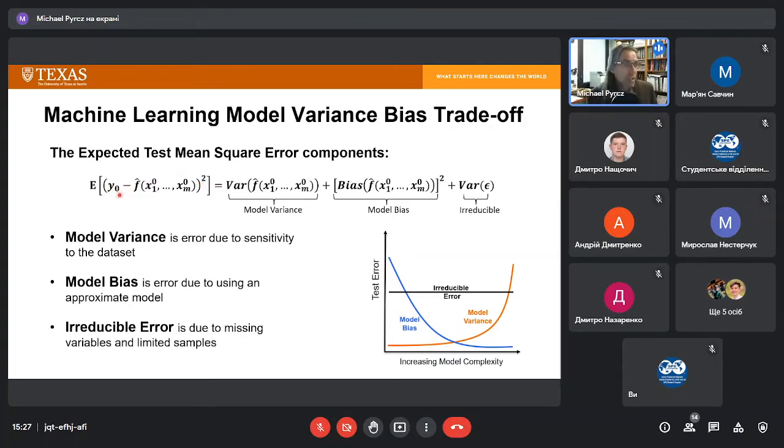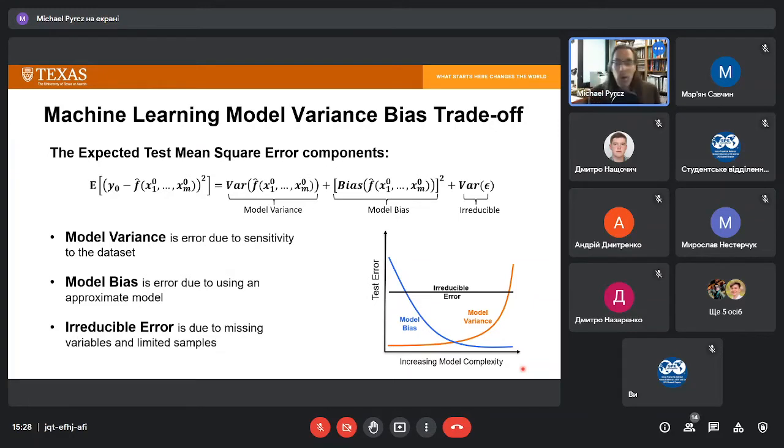Now, what's really cool is you can take this expectation quadratic, expand it, simplify it, and you get three additive components. These are the three components of model error in real world use. Okay, the first one, model variance. The model variance is error due to sensitivity to the data set. In other words, if you increase the model complexity, here's a simple model, here's a complicated model, what'll happen is the error will go up. Because what's happening is that as you get a more complicated model, the model variance causes the model to be more sensitive to the data.